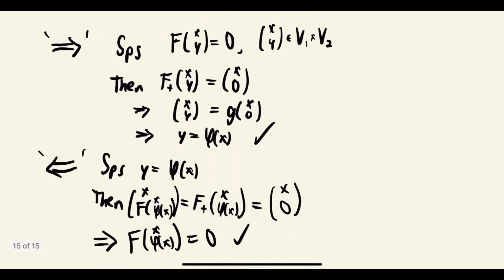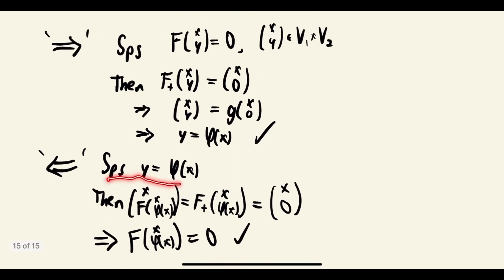And in the other direction, if we're starting by supposing that y equals phi of x, then what we have is that if you were to consider this vector here, this is x and then f of x phi of x, which is xy, by the way, but here y equals phi of x. So that is equal to f plus of x phi of x by definition of what f plus is. And then by definition of what phi of x is, this is forced to be equal to x0.